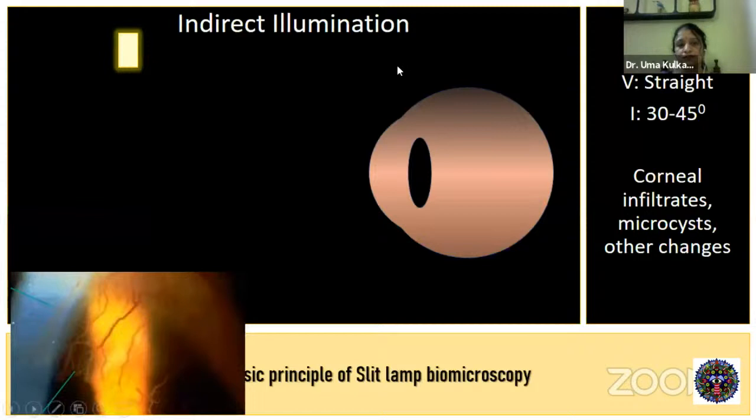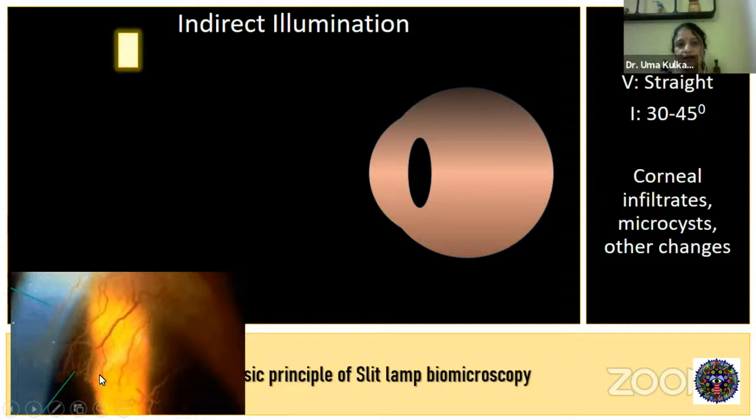First one was diffuse illumination. Second was direct focal. This is the indirect illumination. Now, if you see in this picture, there's illumination falling on the iris actually, not on this part of the cornea. The illumination is on the iris. We are seeing these blood vessels in the periphery with that as the background.